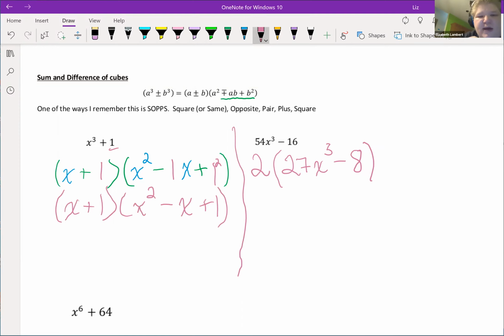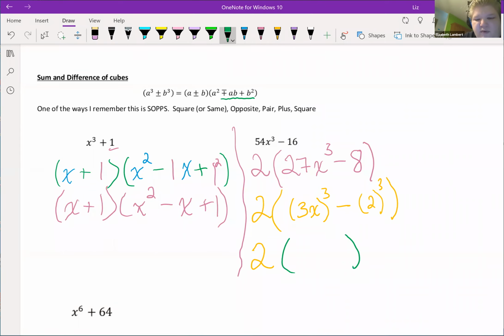So for this one, I'm actually going to write the intermediary step. 27x cubed is really (3x) cubed. Minus 8 is the same as 2 cubed. So there is our a, there is our b. A is 3x, b is 2, and we're going to see an annoying 2 out front. So there's our 2 out front. We have a minus, so it will be a minus here, opposite sign here, always a plus.